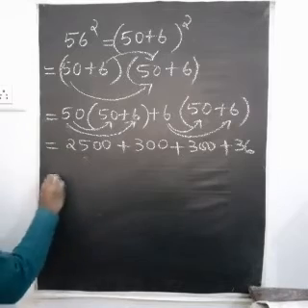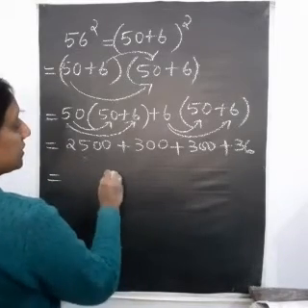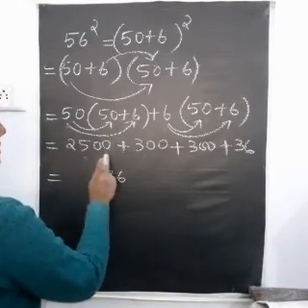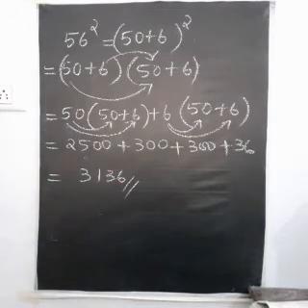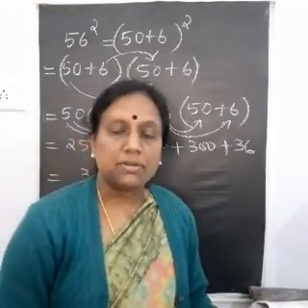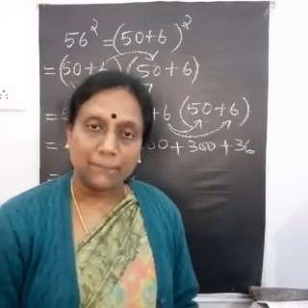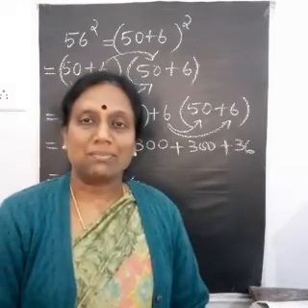Now when you add, what will you get? 6 is there, 3, 6. 6 plus 11, 3, 1, 3, 6. So this is my 56 square. I hope you have understood, children. I hope you have understood the concept of finding the squares of numbers without actual multiplication.